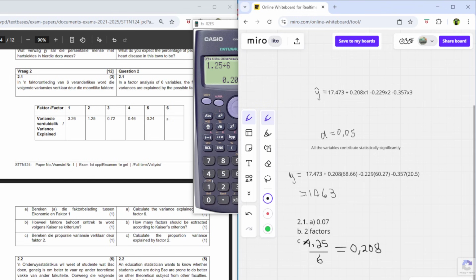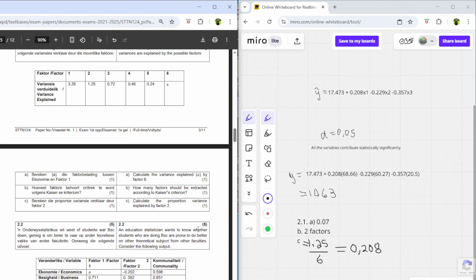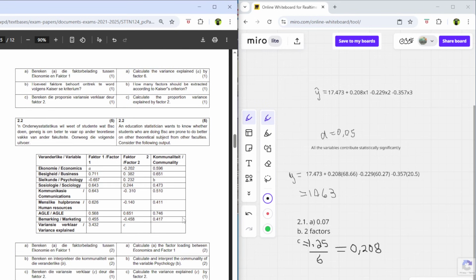2.1C is equal to 1.25 over 6, and that is 0.208. That is how you answer 2.1C.